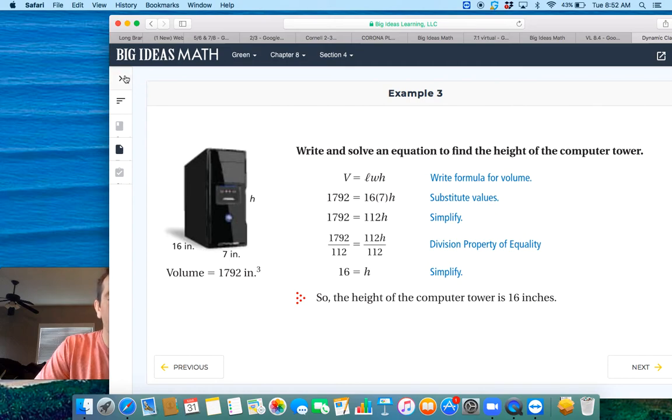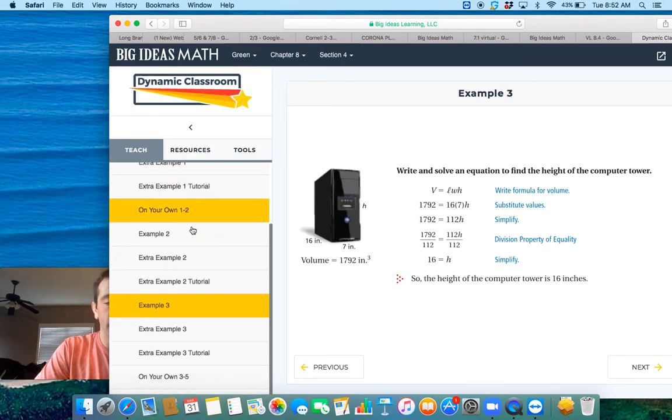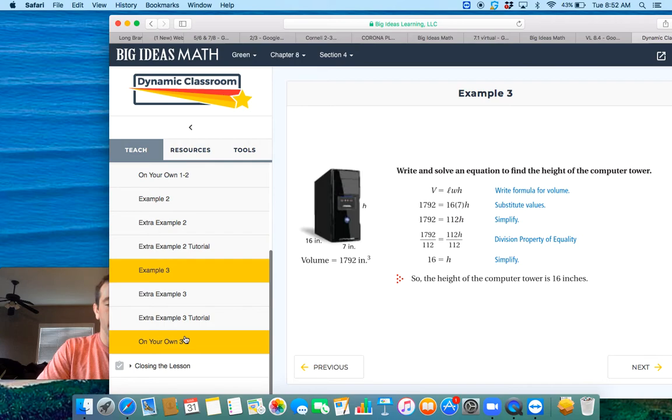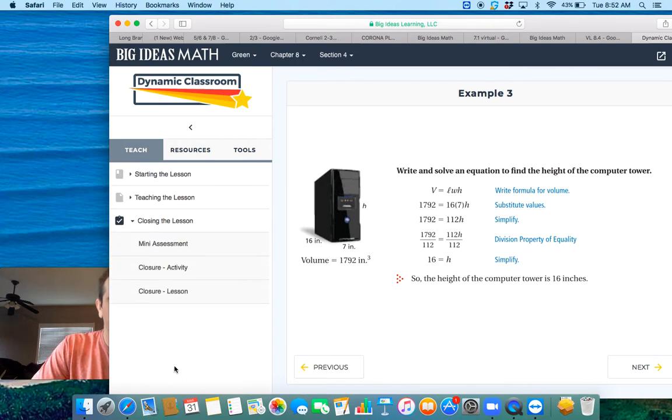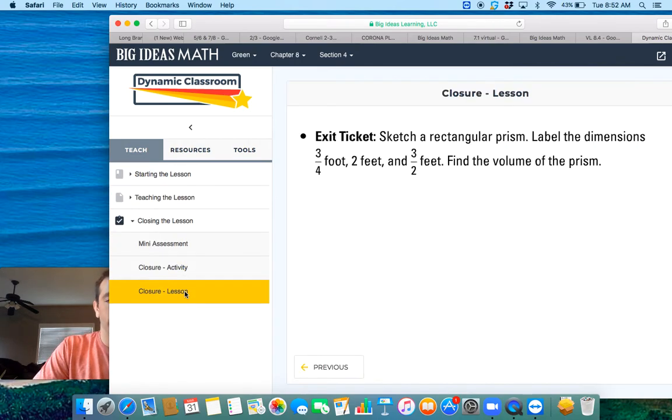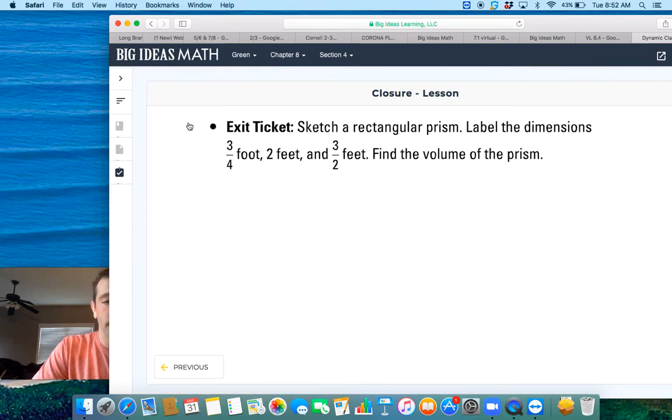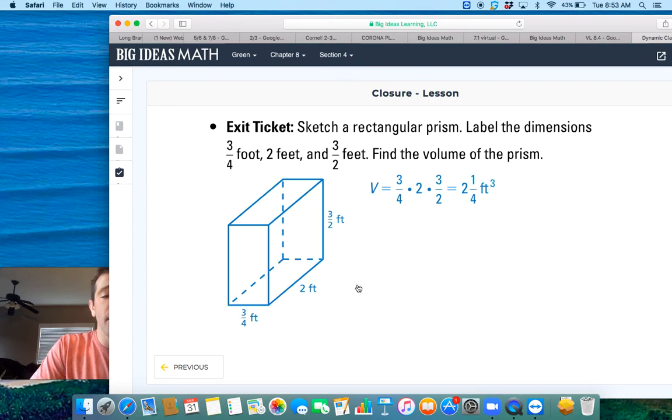So we do have an exit ticket. Sketch a rectangular prism. Label the dimensions: 3/4 of a foot by 2 feet by 3/2 of a foot. Find the volume of the prism. Once again, pause this video, you guys. When you're done, hit play. Your answer will be up here.